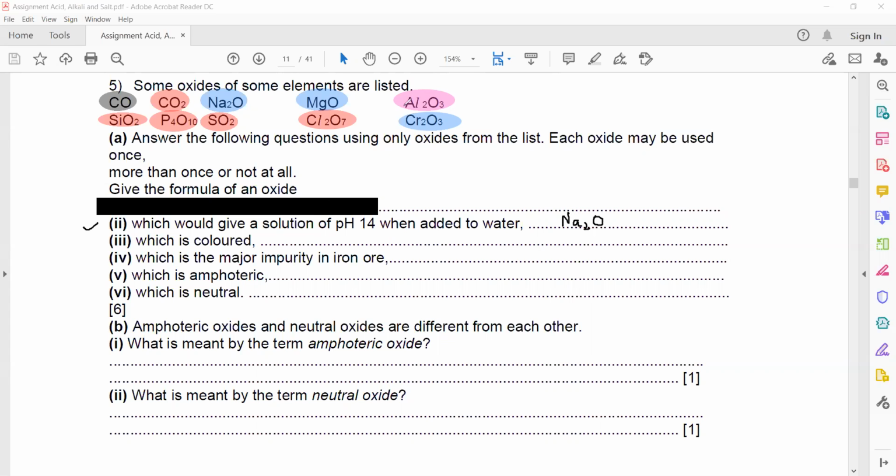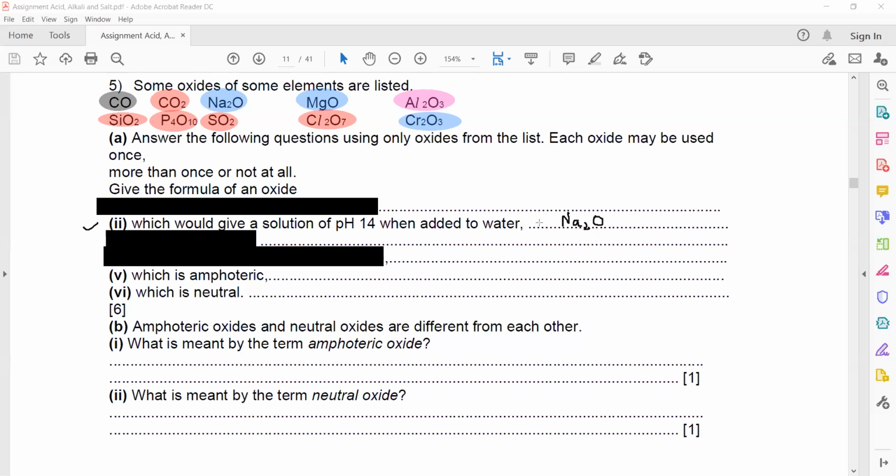Which of them is colored? You can answer this question later, not now, because that's related to the periodic table. But the answer is chromium, because it contains a transition element. No, it's not silicon, chromium. That's chromium oxide there. This part 4 also, it's related to the next chapter.